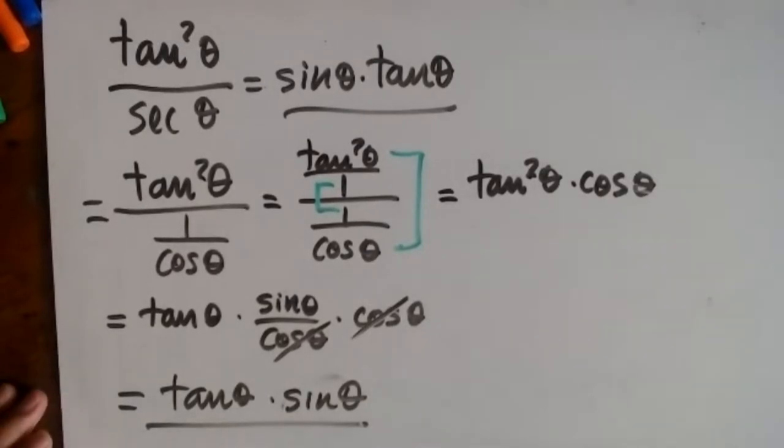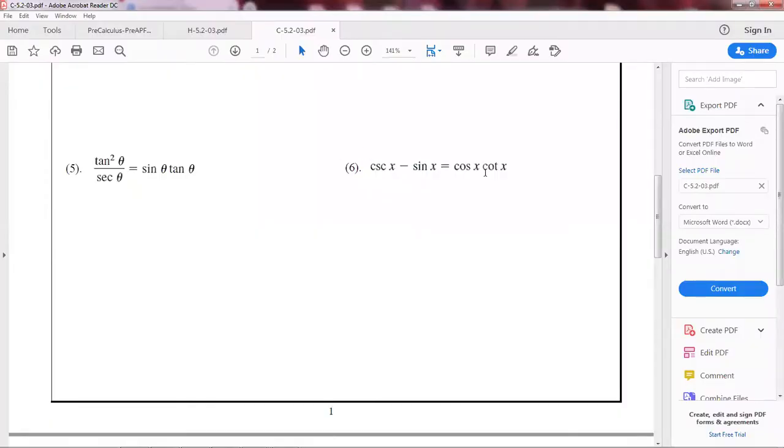Okay, last problem for today. I don't want to really exaggerate with this thing. Okay, I have this last problem number 6 right here. So I have to prove that cosecant minus sine is cosine times cotangent. So I have cosecant x minus sine x equals cosine x times cotangent x.